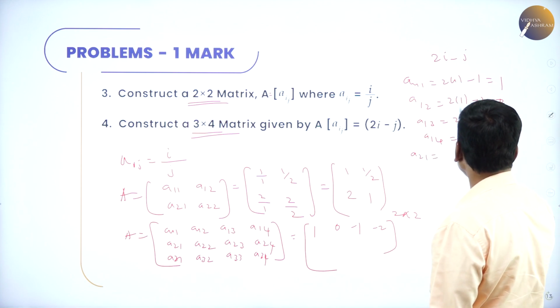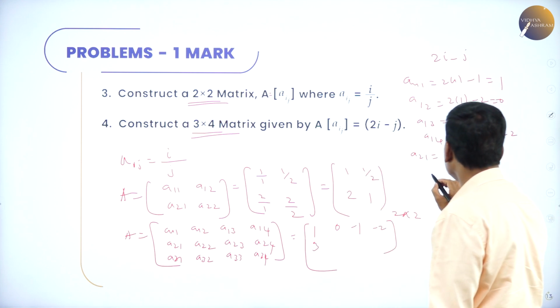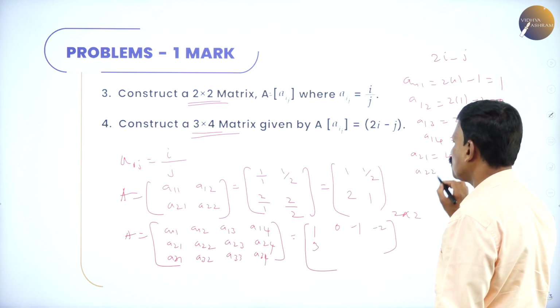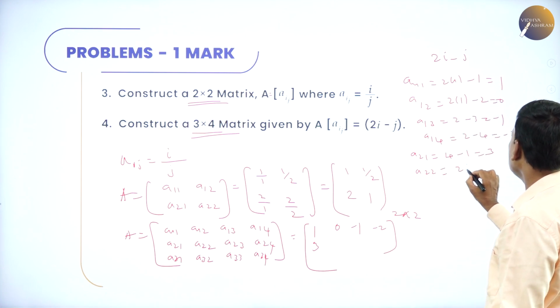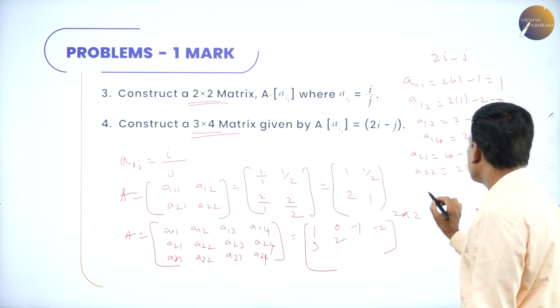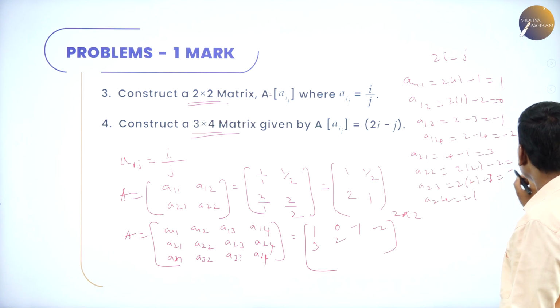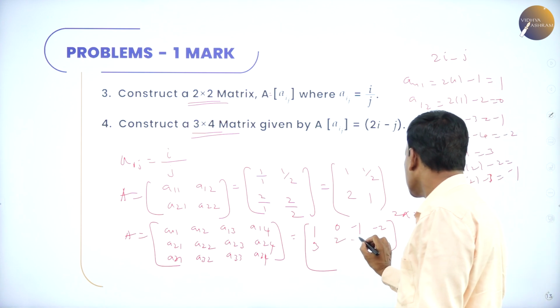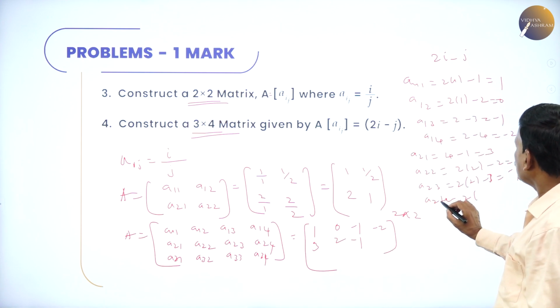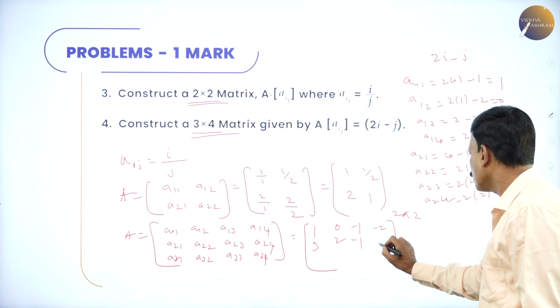A21. So 2 into 2 is 4 minus 1 is equal to 3. The first element is 3. Again A22, that is 2 into 2 minus 2. 4 minus 2 is 2. Next A23, actually this is minus 1. Again 2 into 2 minus 3. 4 minus 3 is equal to plus 1.